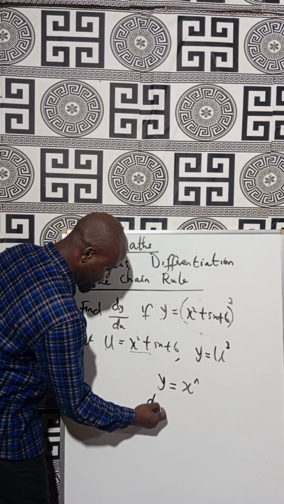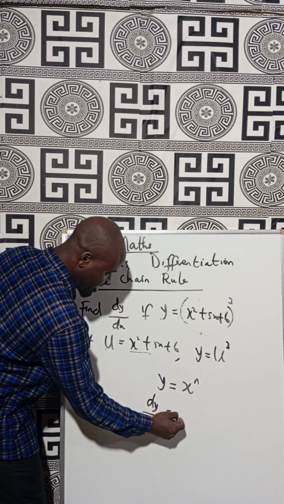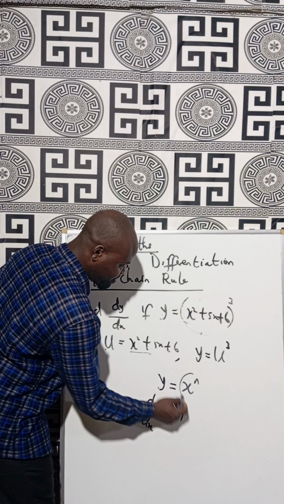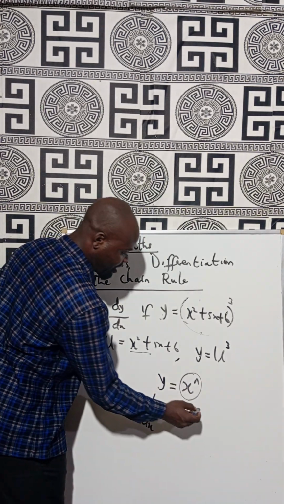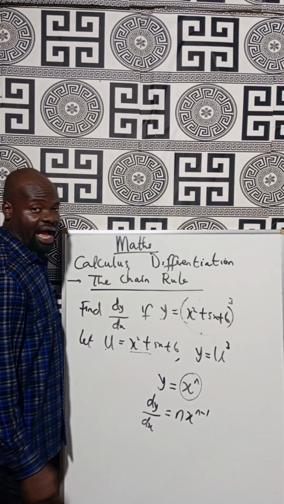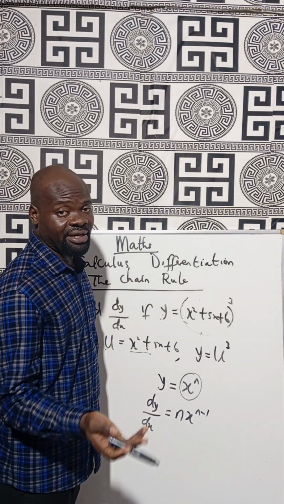Don't forget your dy dx will be what? Don't forget your n comes down here, n. Then you write your x raised to power n again, x raised to power n. Then you take away 1 from this power, minus 1. Don't forget that. And also, you have to know that the derivative of a constant.